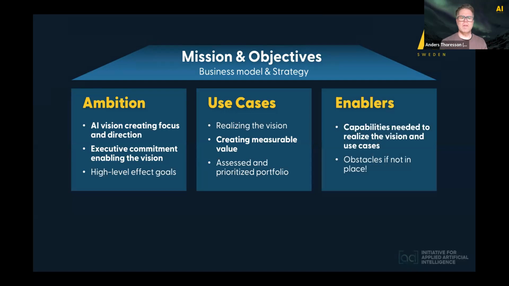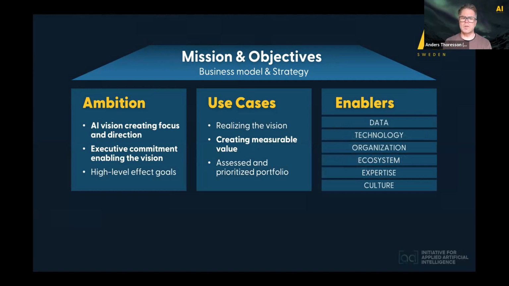But also then you have all the enablers, the capabilities that are needed to realize what you want to do with AI. And these are, once again, technology and data, of course, but also, and I can't stress this enough, the other forces: the organization, the ecosystem, the expertise, the know-how on AI, and the internal culture, if that is allowing for experimentation, but also whether different parts of the organization are working in silos or are talking with each other.